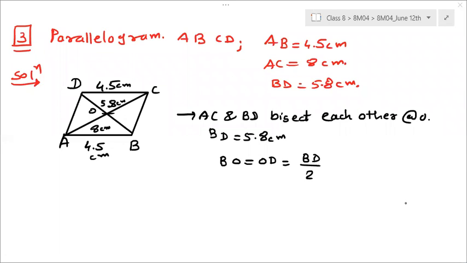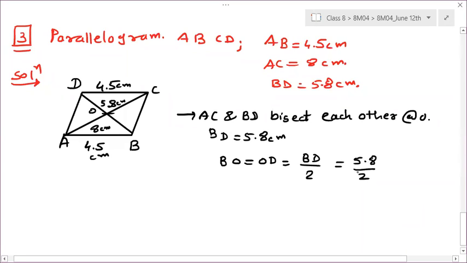So BO equal to OD equal to BD by 2. BD is 5.8, or not? Right. 5 by 2 is 2.5. Right. And 8 by 2 is 0.4. So it is 2.9, or not? Okay. So BO equal to OD equal to 2.9 centimeter.